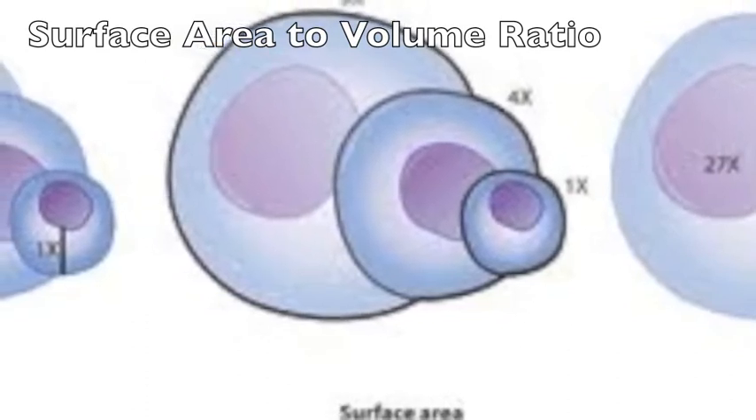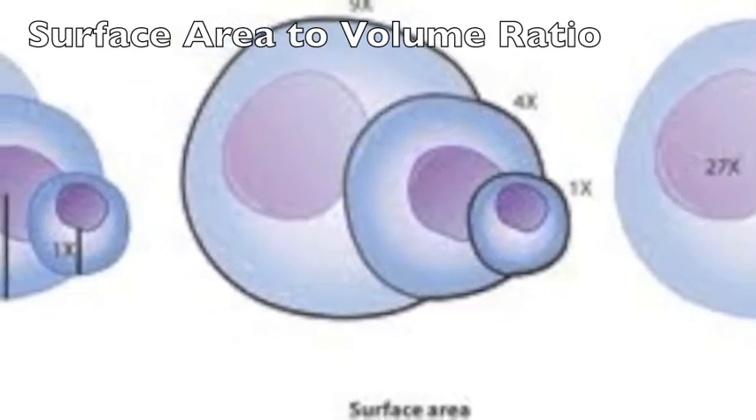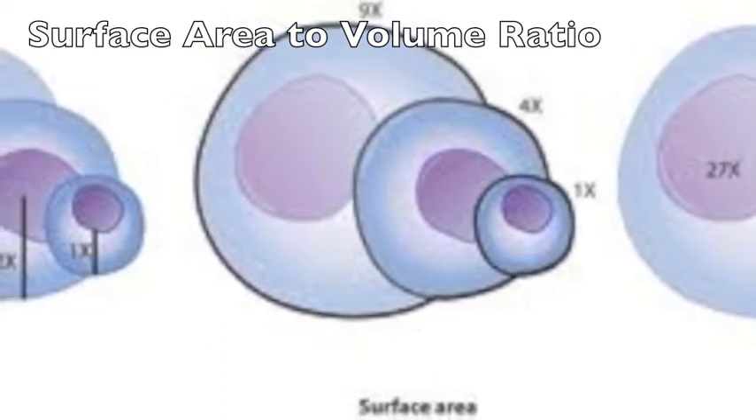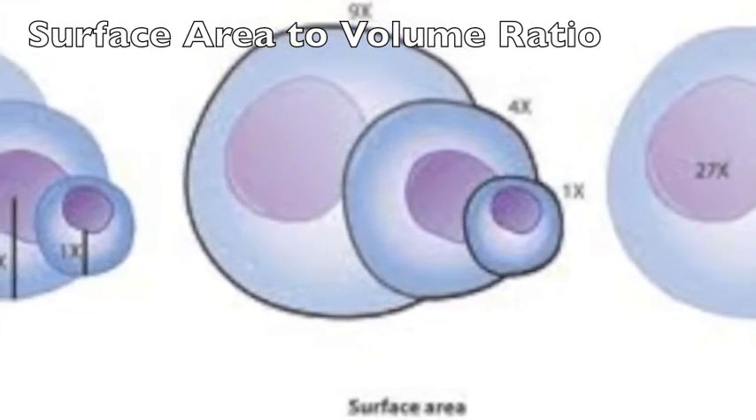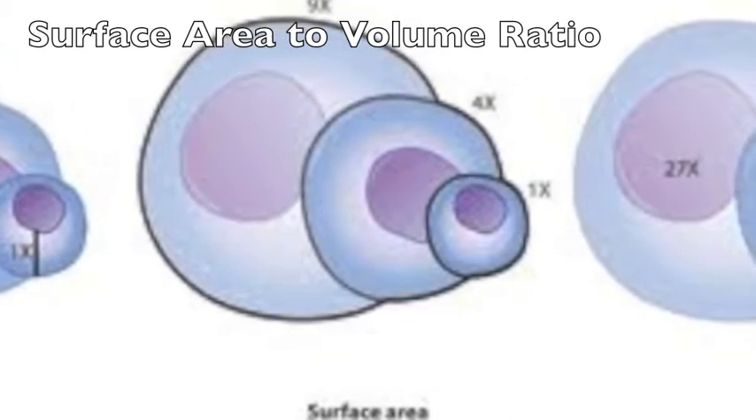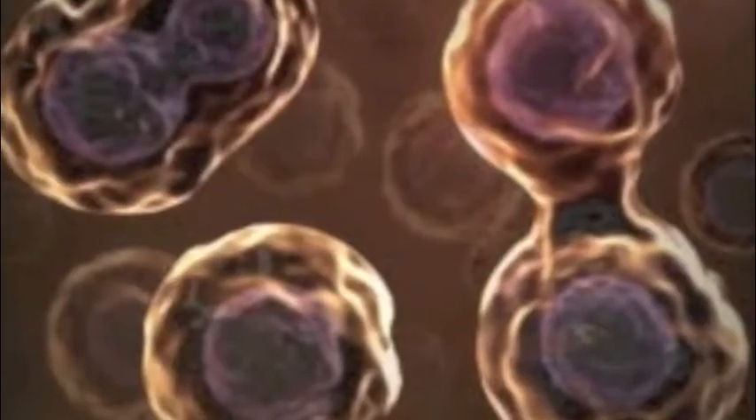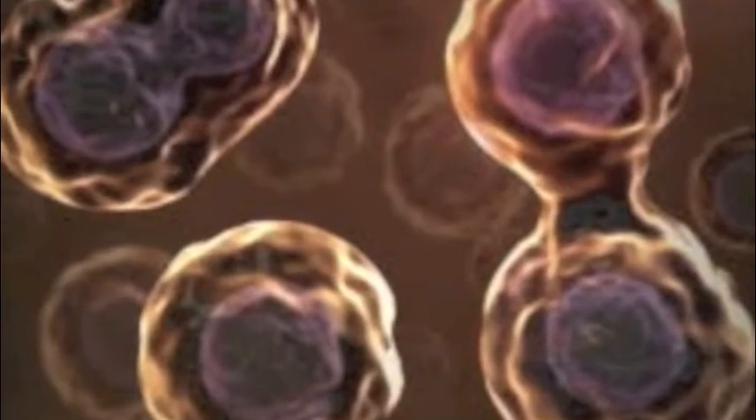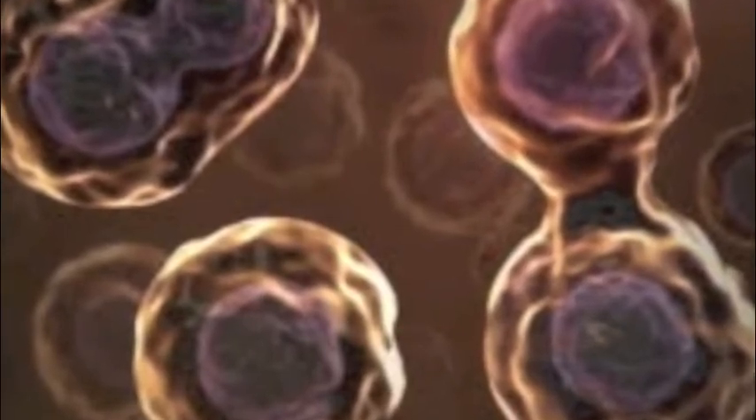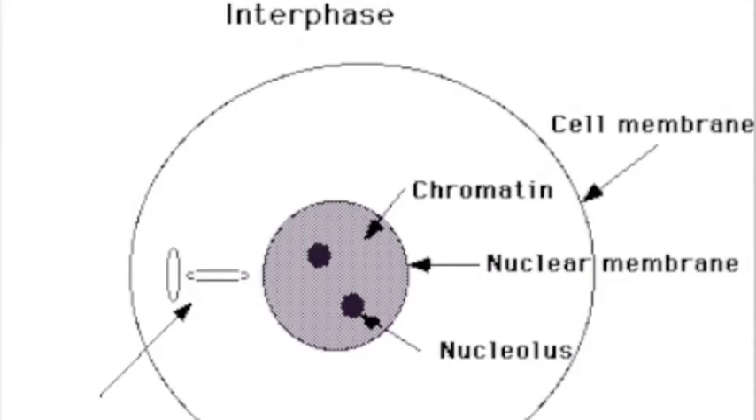For example, a cell that is 1 cm cubed in size, the surface area is 6 and the volume is 1 cm cubed. The ratio is therefore 6 to 1. As the cell gets larger, the ratio becomes smaller, so therefore the cell membrane cannot supply the inside with what it needs in order to survive. Therefore, cells must divide. How do cells divide?